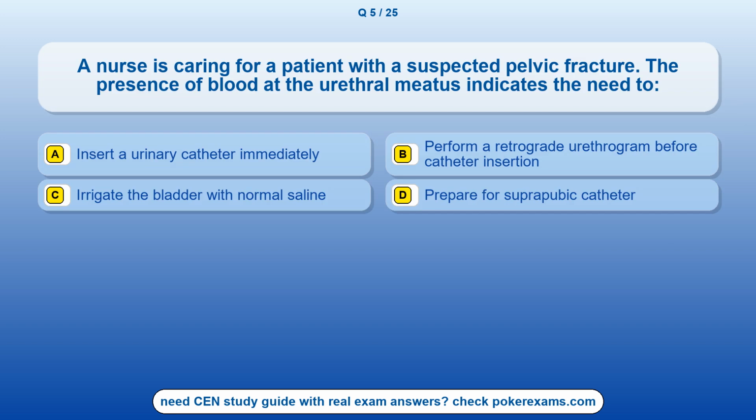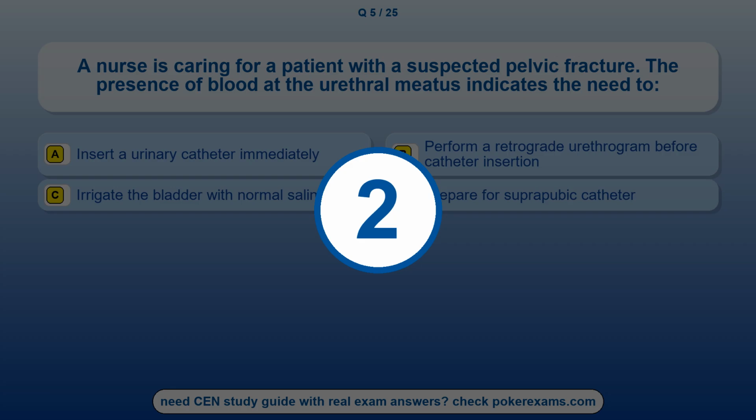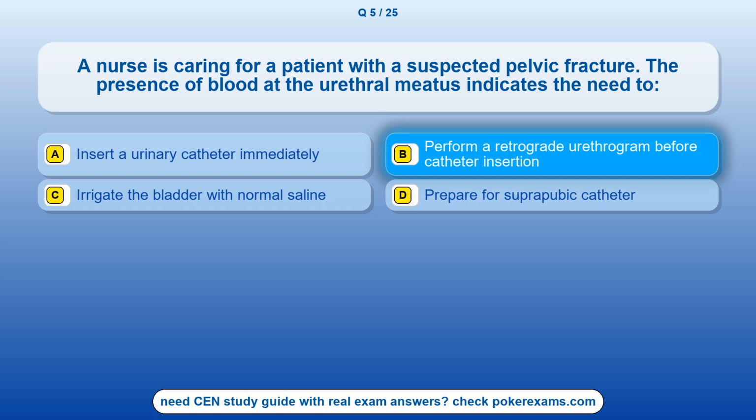Question 5. A nurse is caring for a patient with a suspected pelvic fracture. The presence of blood at the urethral meatus indicates the need to: Option A, insert a urinary catheter immediately. Option B, perform a retrograde urethrogram before catheter insertion. Option C, irrigate the bladder with normal saline. Option D, prepare for suprapubic catheter. The correct answer is option B, perform a retrograde urethrogram before catheter insertion.